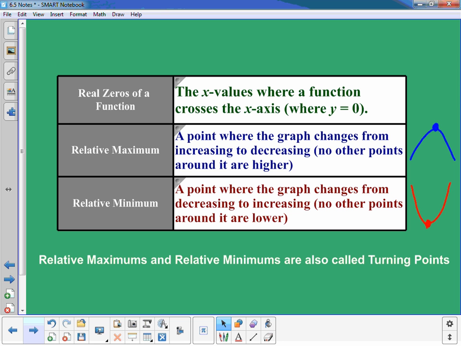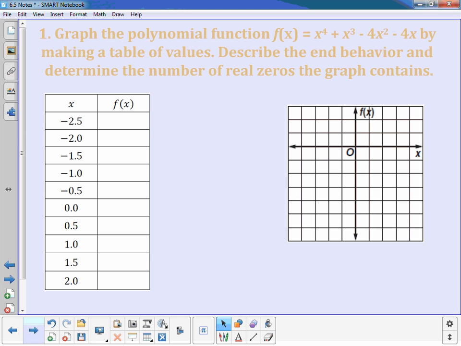So let's take a look at number 1. We want to graph the polynomial function f of x is equal to x to the fourth plus x to the third minus 4x squared minus 4x. We're going to start by making a table of values. Then it says describe the end behavior, and we'll talk about what that looks like. And also determine the number of real zeros that the graph contains. If you don't have your calculator out, now's a good time to grab that. You're definitely going to want it when you're calculating these values today.